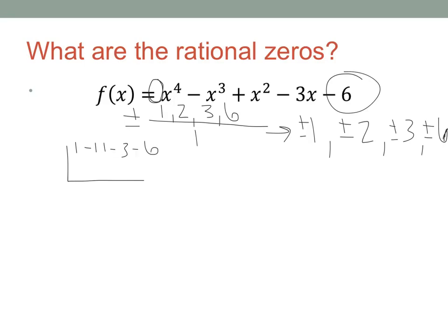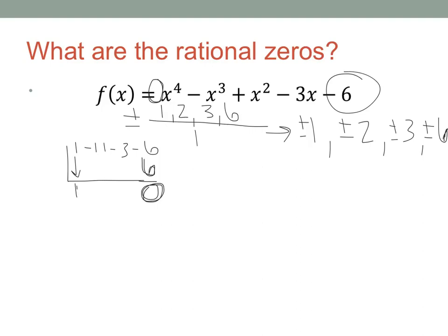Now, if something is a 0, I should get no remainder when I am left dividing. So I need this to be 6. If I don't get 6 there, then I know that that 0 doesn't work and it'll never work. Okay, so I'm going to bring down the 1.